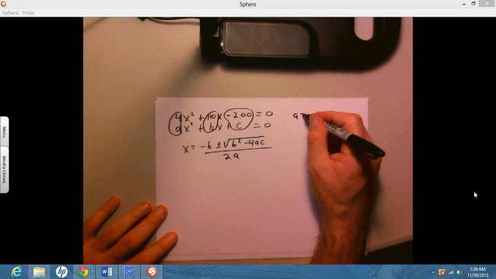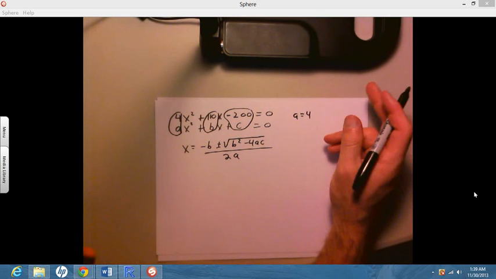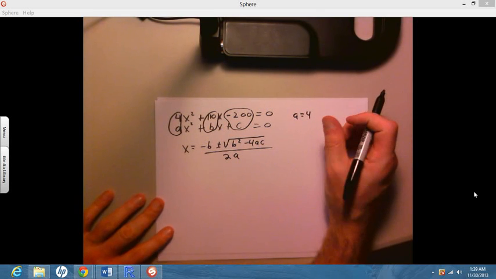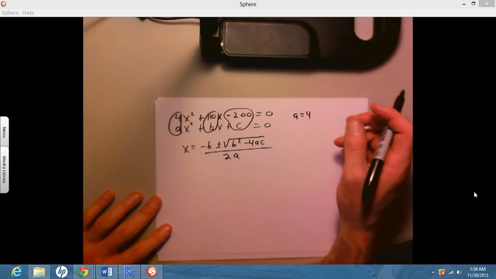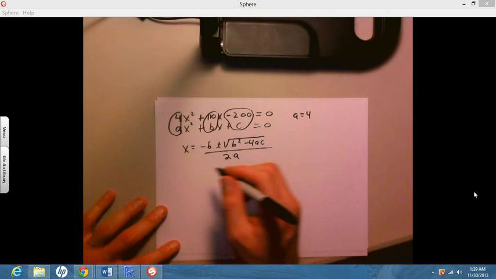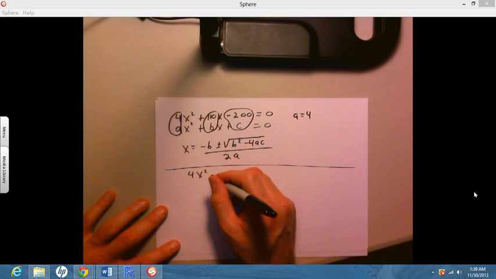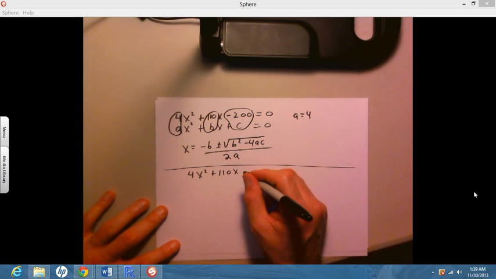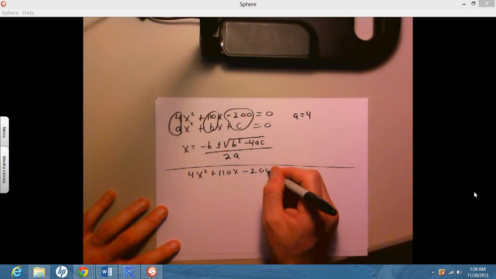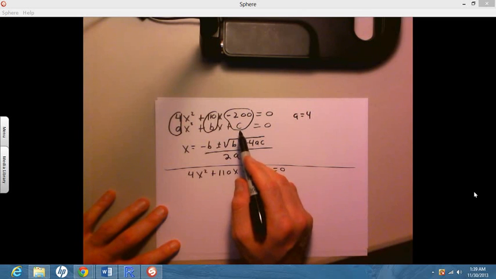Now, to save myself a little trouble though, I could divide everything in the equation by 2, and that's actually going to help me. So before filling it in, I'm going to go ahead and do that. So I'm just going to rewrite 4x squared plus 110x minus 200 equals 0. Now I did nothing wrong up here, but I have some big numbers. I want to maybe simplify it a little bit.